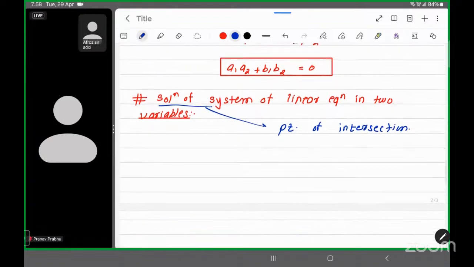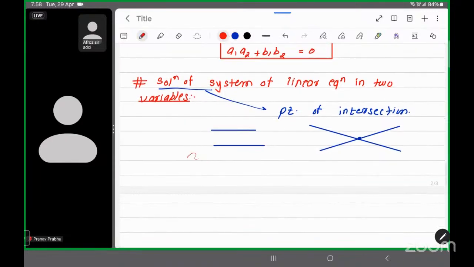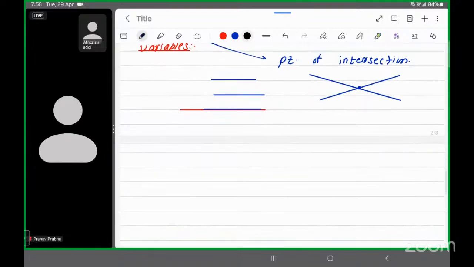Remember one thing: the lines are either intersecting, or they are parallel, or one more thing, the lines are coincident. That means they are on the same line. These are the three conditions. We are going to learn about these three conditions.